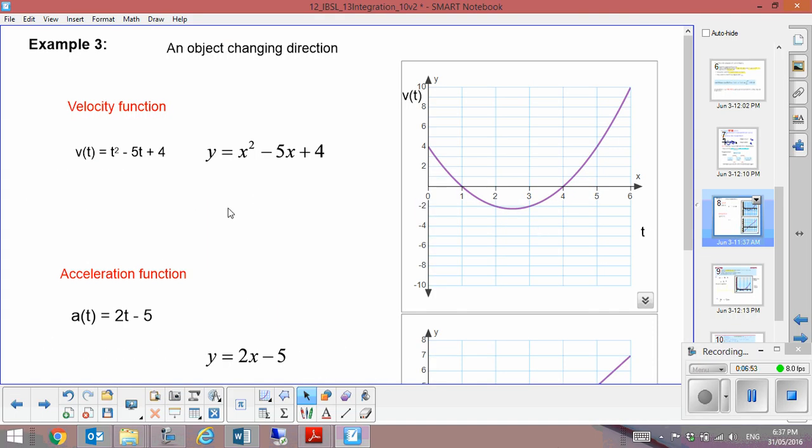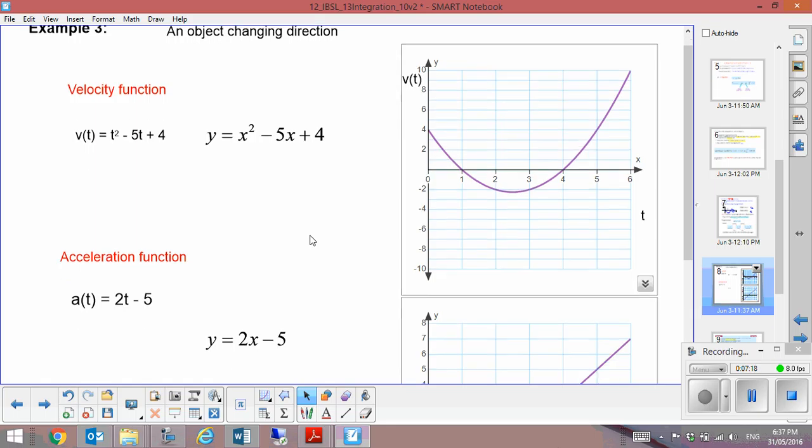This is the one we looked at in 19C.1. Our velocity function is t squared minus 5t plus 4. So this is our velocity, so positive velocity. It then stopped moving in the positive direction, started moving in the negative direction, stopped, turned around, went positive again. So we talked about that in 9C1.